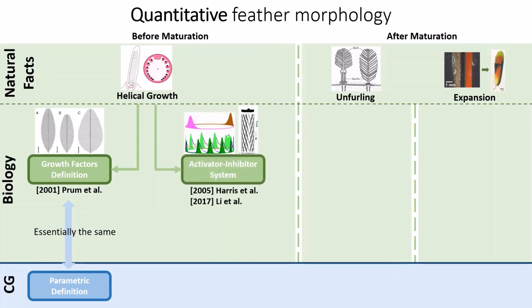Then, Harris and their co-workers proposed an activator-inhibitor system to mimic the natural facts of helical growth. They used this system to mimic the amount change of real chemical substances during morphogenesis, and the amount change becomes traveling waves, which indicate the trails of helical growth. However, this system is aimed at barb patterns and chemical substances, and it's impractical to generate barbs to form a reasonable feather shape for CG usage.